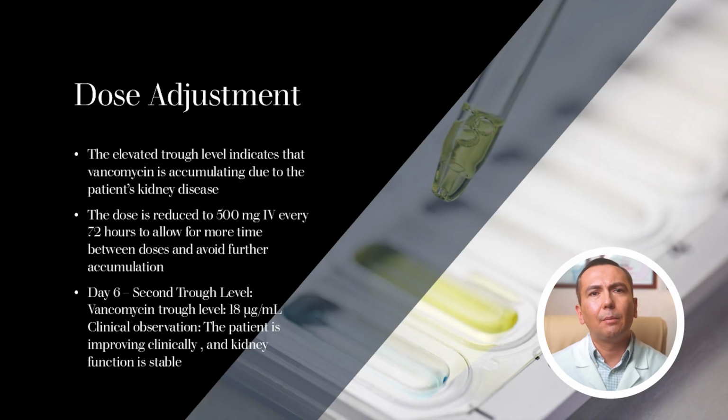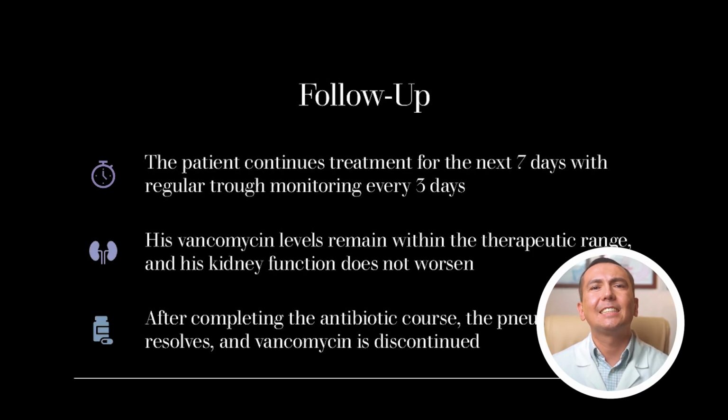Clinical observation shows that the patient is improving clinically, with reduction in pneumonia symptoms, and kidney function is stable. Since the patient's vancomycin level is now within the desired range, the current dosing schedule is maintained. Follow-up: the patient continues treatment for the next 7 days with regular trough monitoring every 3 days. His vancomycin levels remain within the therapeutic range, and his kidney function does not worsen. After completing the antibiotic course, the pneumonia resolves and vancomycin is discontinued. No signs of nephrotoxicity or ototoxicity are observed due to careful monitoring and dose adjustments.